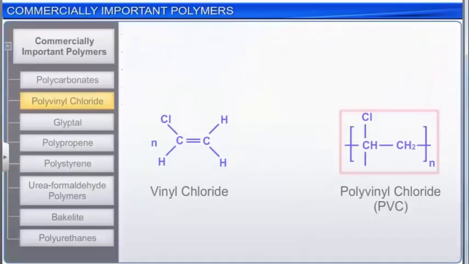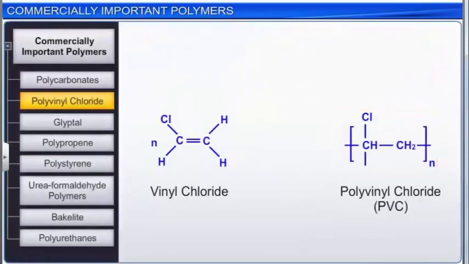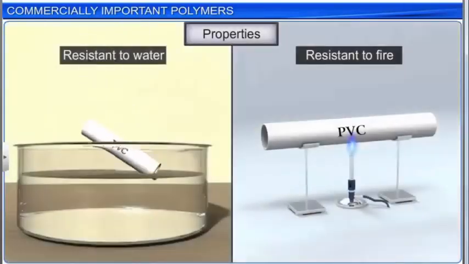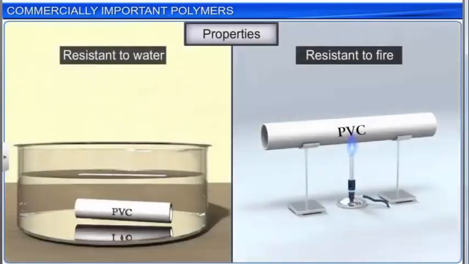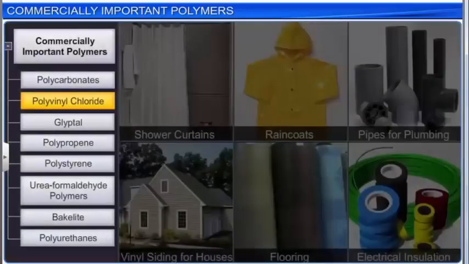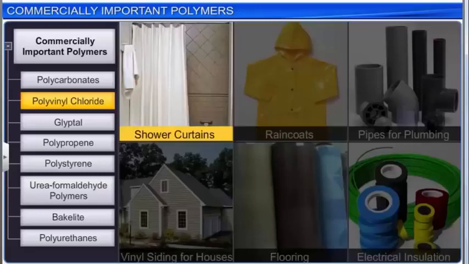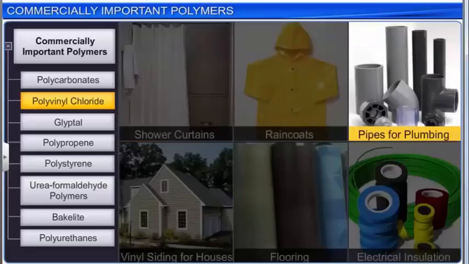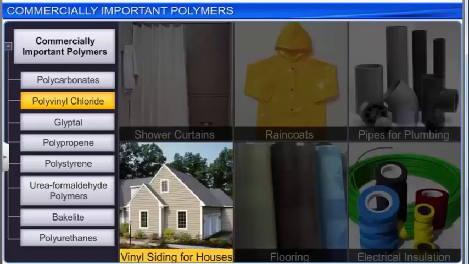Polyvinyl chloride, or PVC, is obtained from the free radical polymerization of vinyl chloride, as shown here. PVC is resistant to water and fire. It is used to make shower curtains, raincoats, pipes for plumbing, vinyl siding for houses, flooring and electrical insulation.